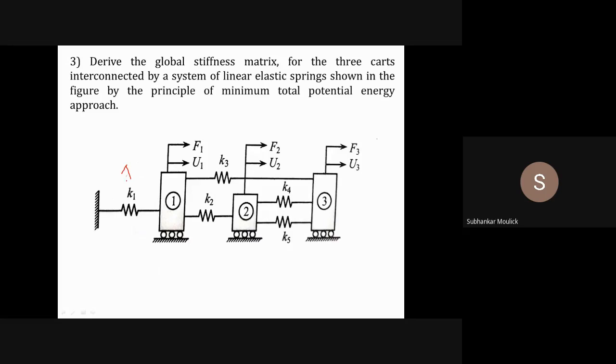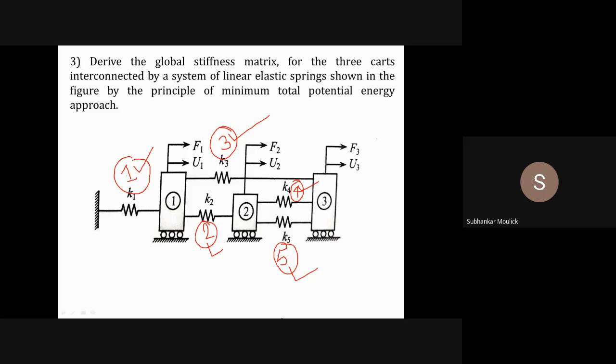This is the first element, which is connected with the fixed end and with the first nodal point. This is the second element connected between node 1 and node 2. This is the third element connected between node 1 and node 3. This is the fourth element connected between node 2 and node 3, and this is the fifth element, which is also connected between node 2 and node 3. So is it clear? In this problem there are a total of 5 elements: element number 1, 2, 3, 4 and 5.